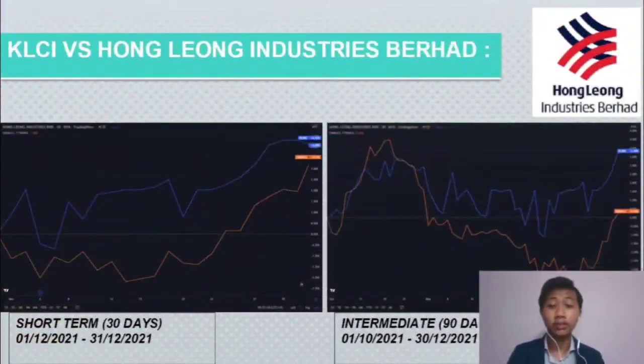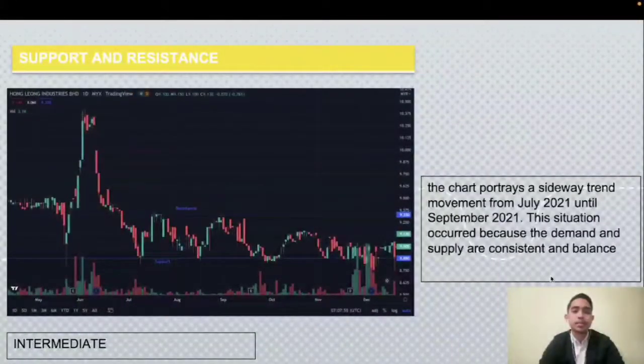Based on the two charts above, the KLCI outperformed Hong Leong Industry Berhad from 1 October to 30 December 2021. In October, the company was restrained in its marketing activities due to COVID-19. In the coming month, Hong Leong Industry Berhad outperformed the KLCI due to the company's involvement in boosting the financing of renewable energy projects. Alright, next is support and resistance.